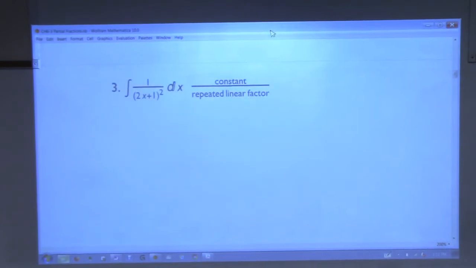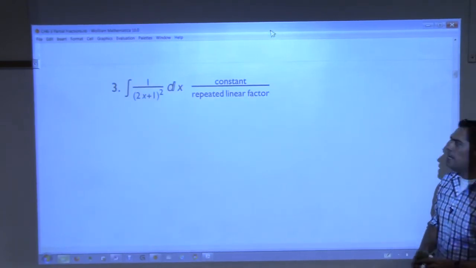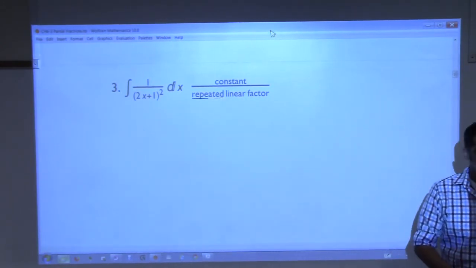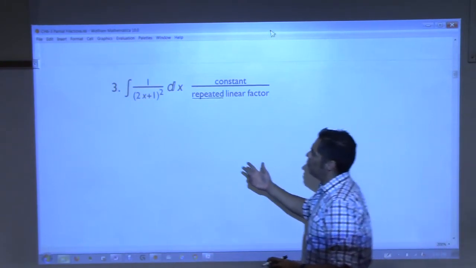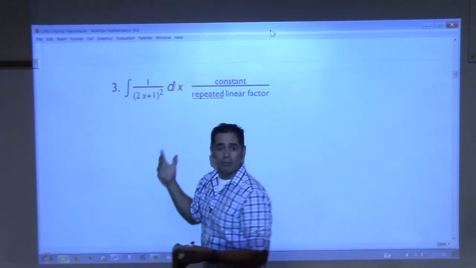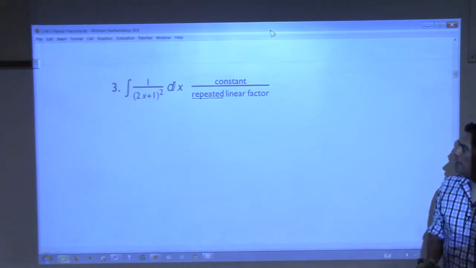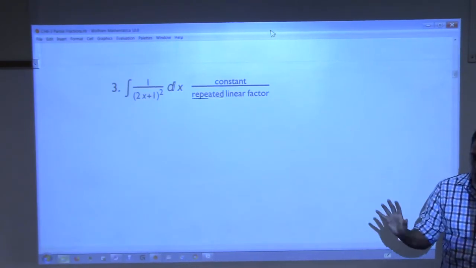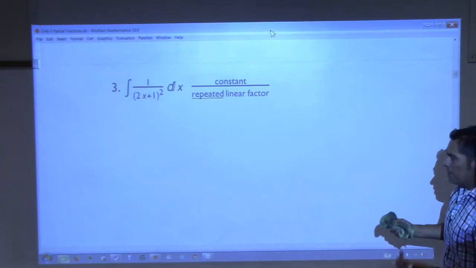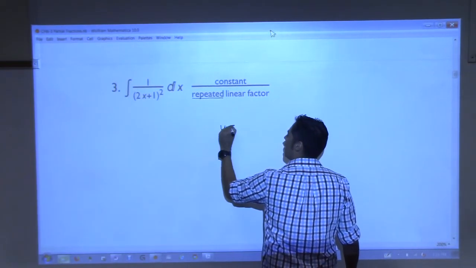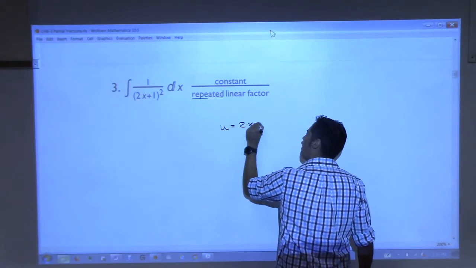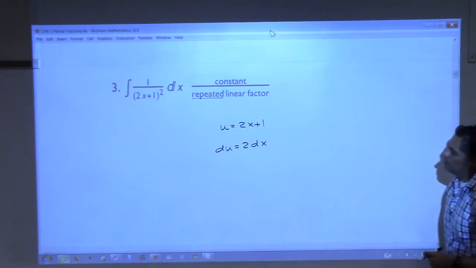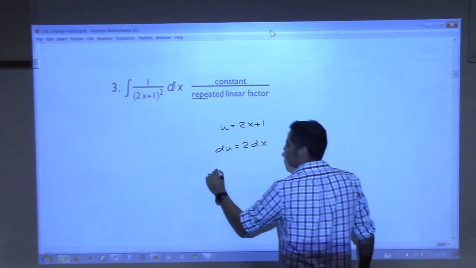Awesome. All right, what if we have a constant over a repeated linear factor? So now we have something different, don't we? It's repeated, which means that it's a linear factor, but it's squared, right? So the antiderivative is not natural log anymore. Natural log only works when you have 1 over u, right? 1 over u squared doesn't work. But we could make a substitution, again, of the linear function, which would be 2x plus 1. The derivative of that would be 2dx. I don't have 2dx, so I have to scale it out, 1/2 on each side.